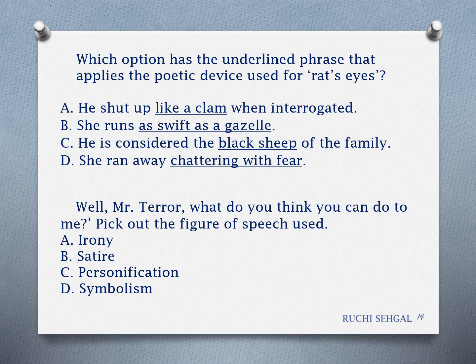Which option has the underlying phrase that applies the poetic device used for rat's eyes? Now, first you have to remember which literary device you can see in rat's eyes. Yes, if you have guessed metaphor, you are right. And if you apply that logic, then option C is the correct answer, because A and B are similes. And D is an example of onomatopoeia.